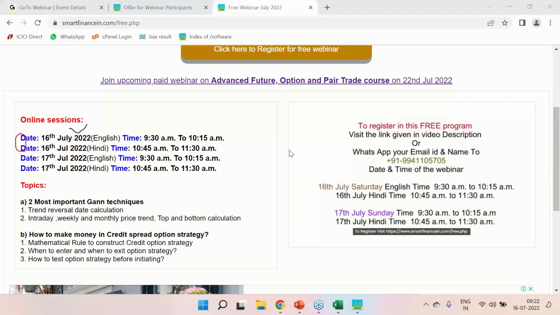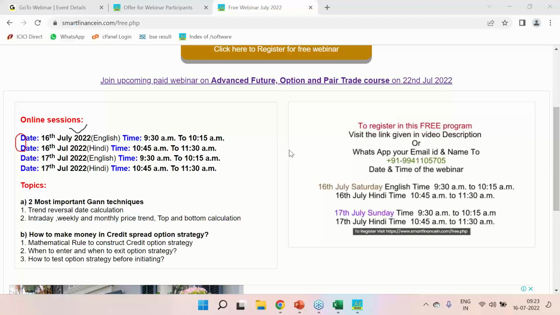Then how you can identify the intraday, weekly, monthly price trend, top and bottom. So all those intraday, weekly, monthly tops and bottoms, how you are able to find out, that also we'll be discussing with a very small Gann concept. So these two concepts will be on W.D. Gann.